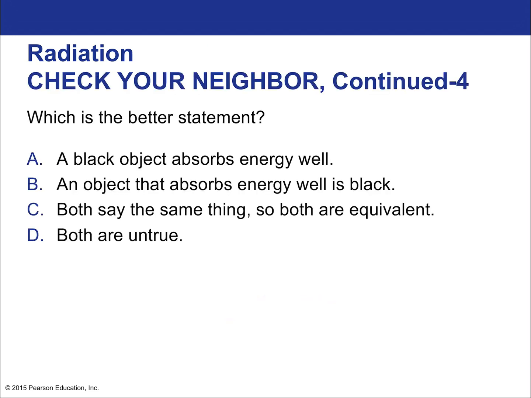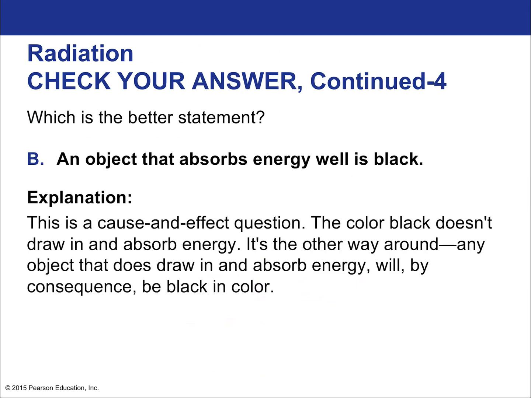So which is the better statement? A black object absorbs energy well, or an object that absorbs energy well is black. Both say the same thing, so both are equivalent. What do you think? It's an object that absorbs energy well is black, all right? Not the other way around. This is the cause and effect question. The color black doesn't draw in and absorb energy. That color exists because of the physical process, right? And that's pretty cool because we take colors for granted. We take colors as just kind of a natural state of the world around us, but they're not. Colors are a consequence of the natural state of the world around us, all right? And that's a cool thing about physics, when you start to be able to think about things like that.